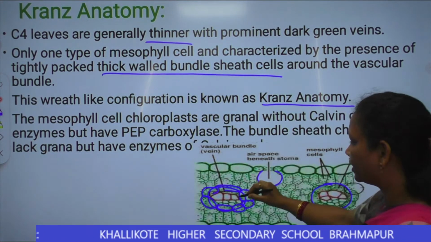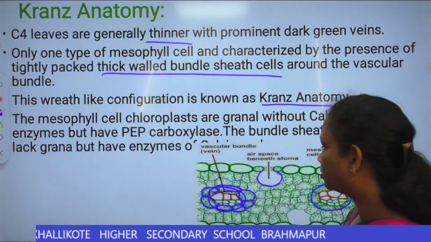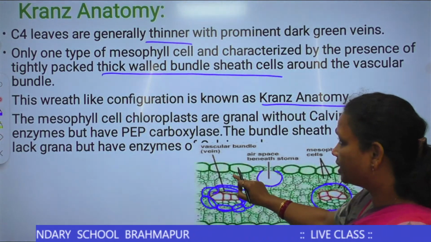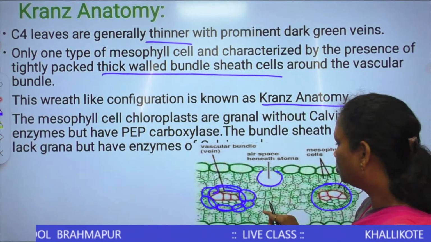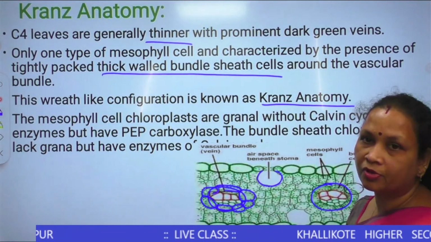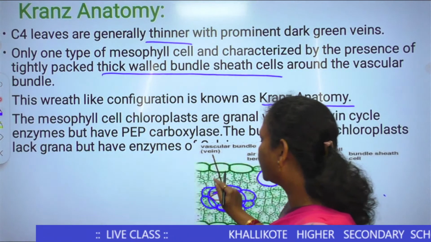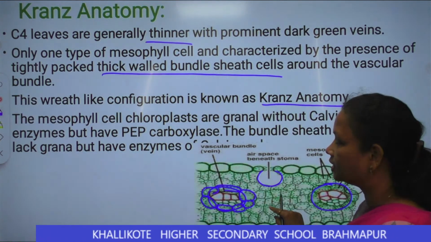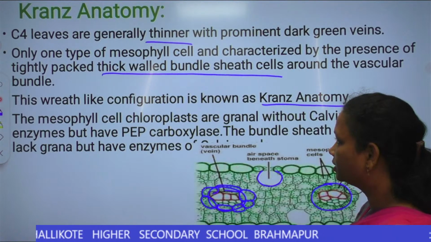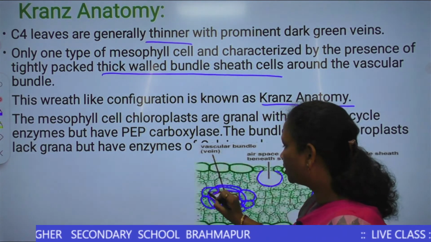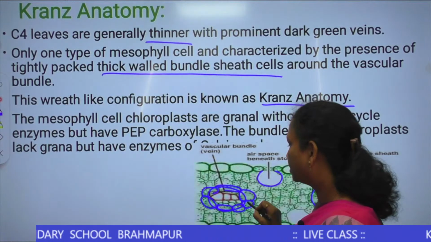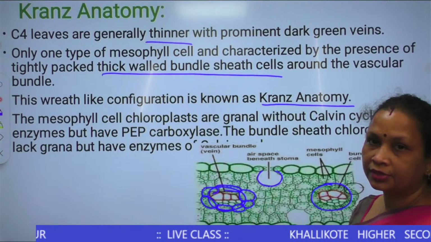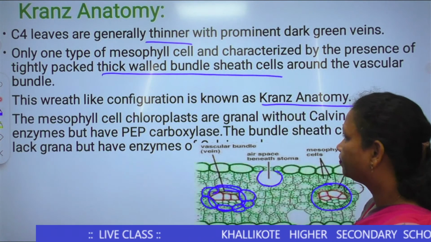So, what is the characteristic feature of finding these two types of cell? First, the mesophyll cells are loosely packed. There is one type of mesophyll cell instead of palisade and spongy parenchyma. And you have large, tightly packed cells around the vascular tissue, that is the bundle sheath cells.